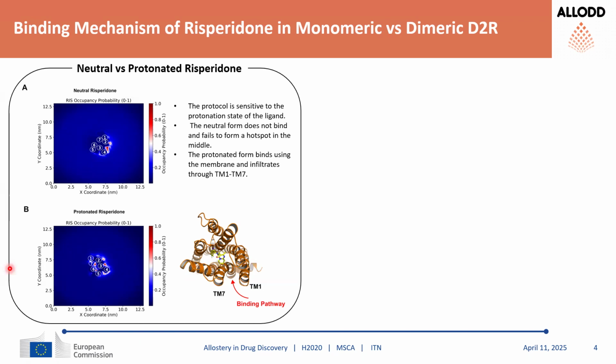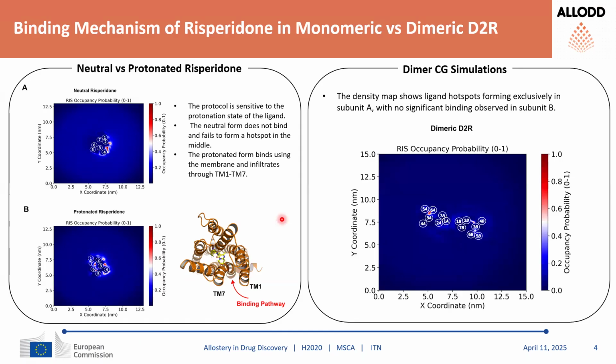So we also have a very good characterization of the binding mode, which basically consists in the ligand penetrating the membrane and then infiltrating in between two helices, TM1 and TM7. As a subsequent step, the second insight was that we repeated the same exact protocol for the dimer. This time we saw that the ligand was only binding at one of the two subunits. So this allosteric interaction between the two receptors was apparently hampering binding at one of the two subunits.